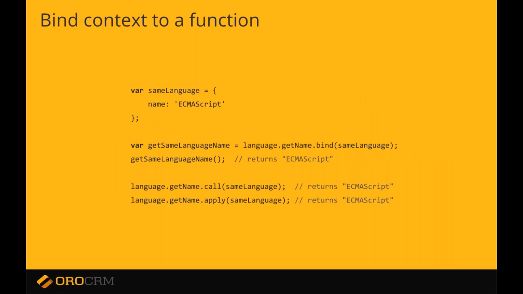In JavaScript, as we talked about before, a function is also an object, and as an object, a function has its own prototype methods. In the function prototype, there are some useful methods. One of them is bind, which allows us to bind some context to the function, and bind will return a new function.